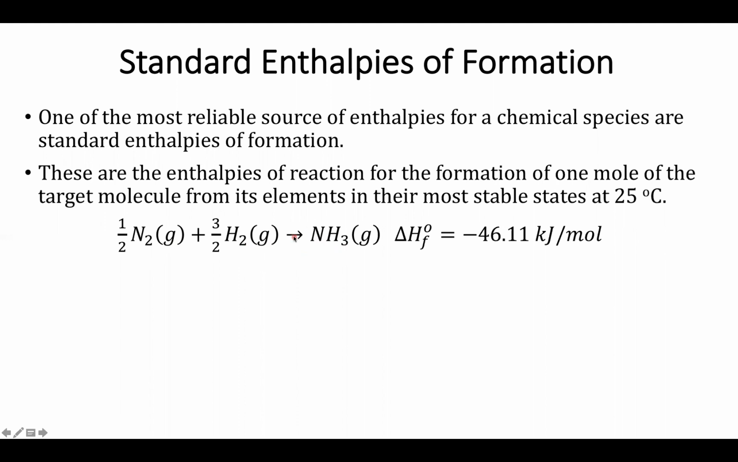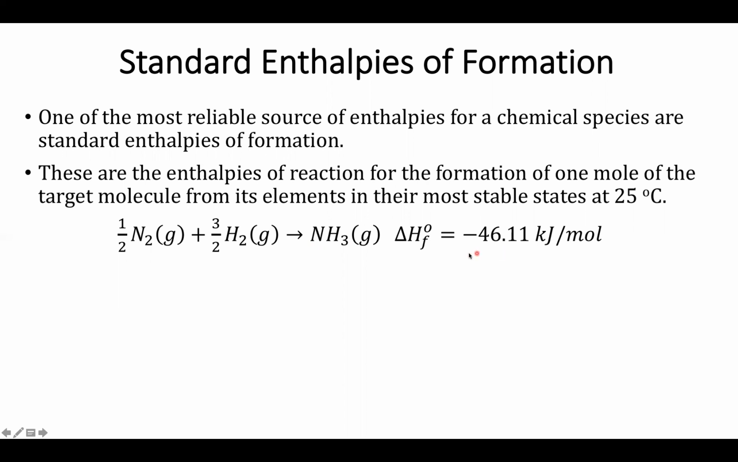Now, one of the things to make note of is that since I'm producing 1 mole of the product species, you'll often find that the reactants it's being generated from have some kind of odd stoichiometries, in this case, 1/2 and 3/2 respectively. And if I'm going to generate 1 mole of ammonia, this will end up producing about 46 kilojoules of energy.